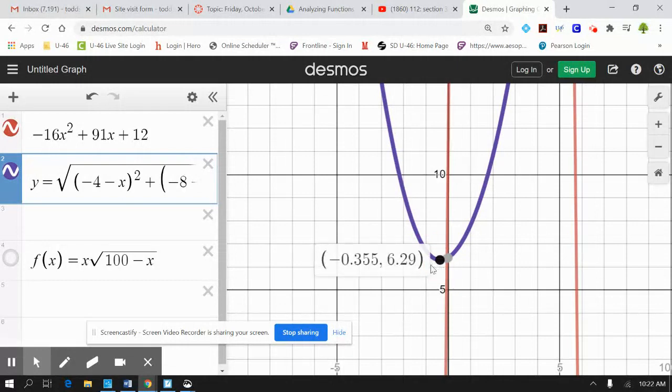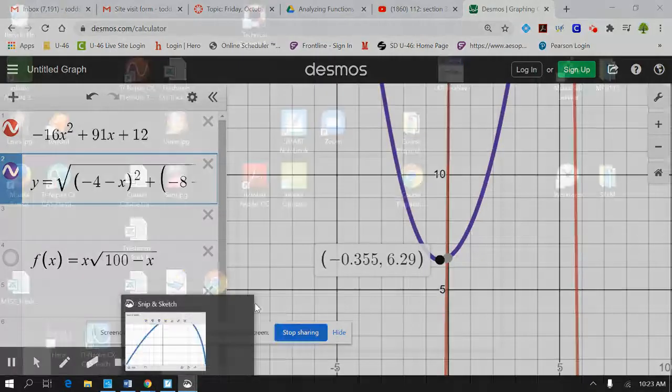This y value is the smallest y value. So if you were to graph the parabola and graph that ordered pair, the closest those two things will ever be to each other is 6.29 units. And that occurs when x is negative 0.355.